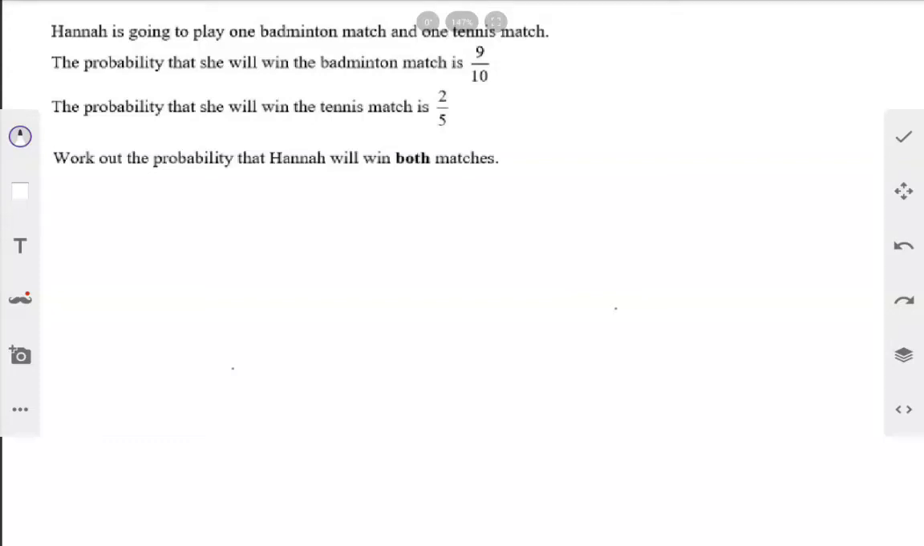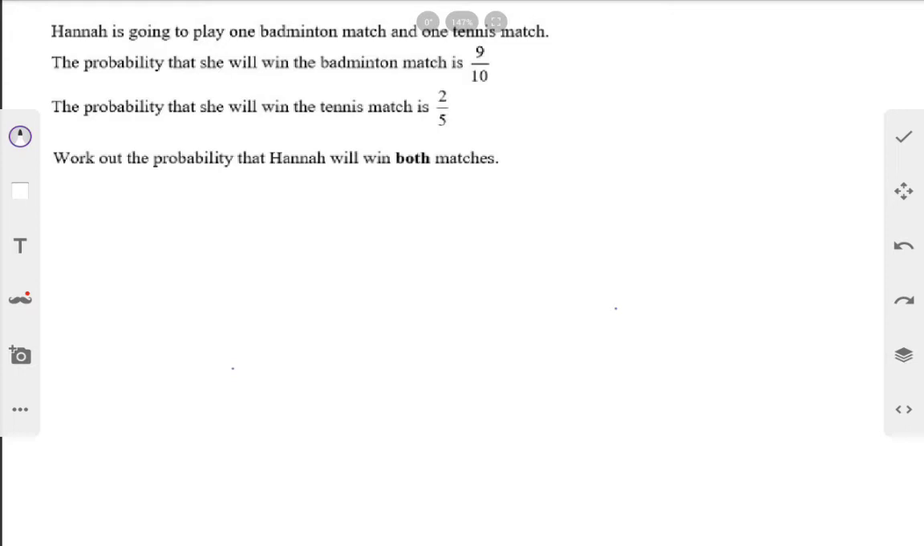In this question, we're going to look at the probability of Hannah completing 2 events in a row, one after the other. The first event is badminton, winning or losing a match. The second event is tennis, winning or losing a match. When we've got one event happening after the other, this is best represented on a tree diagram. So one event is going to happen first, then the other.